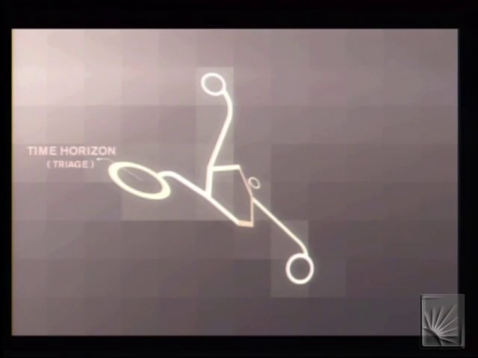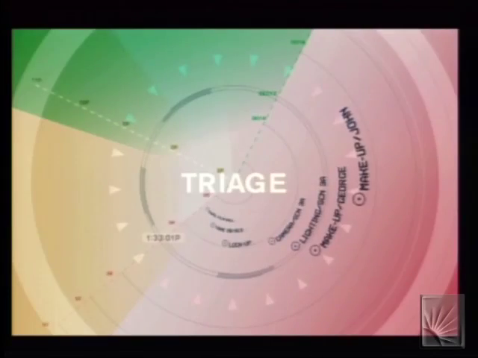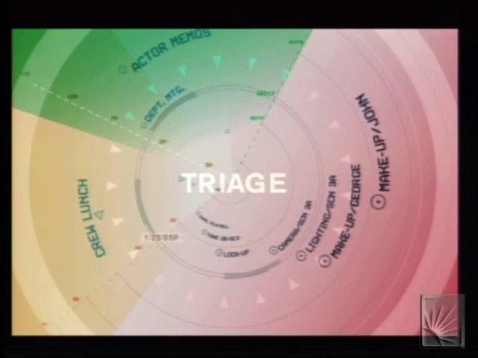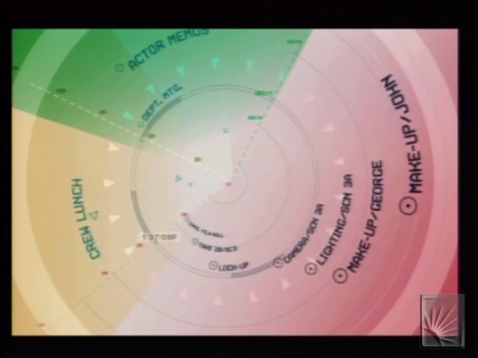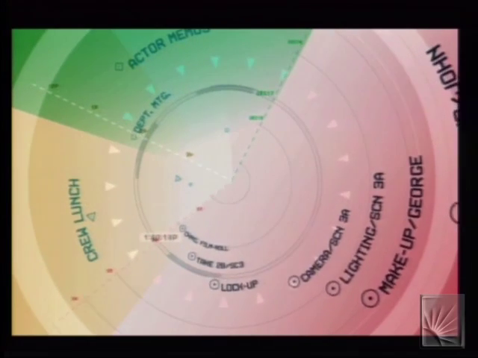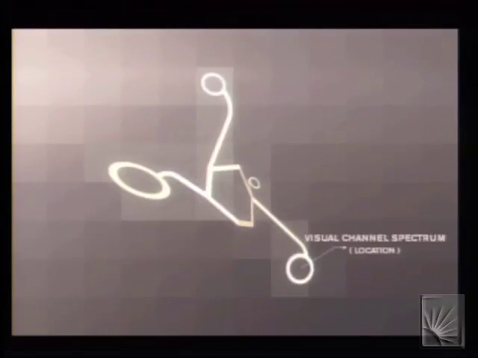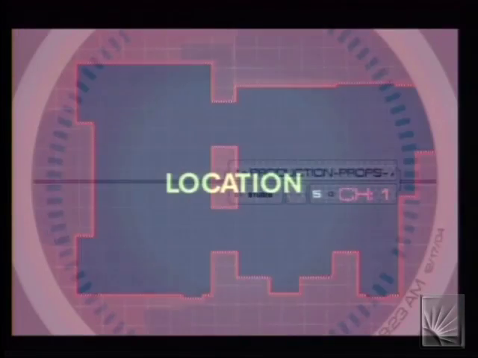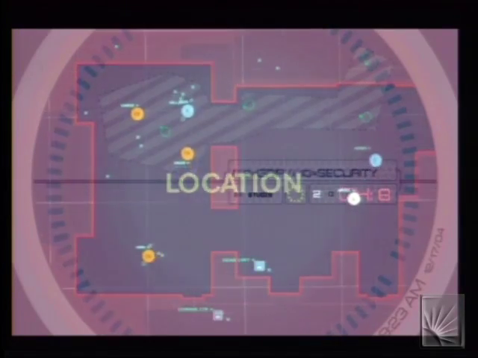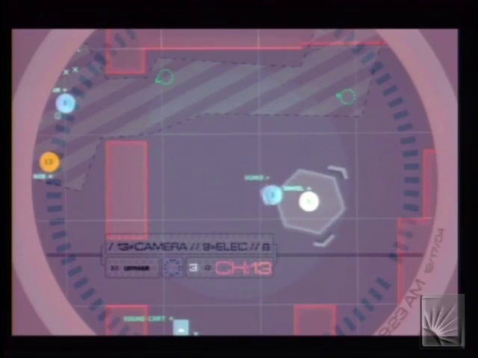This is the coolest part, this time horizon thing. Check this out. So the red stuff is coming up really fast. Things are happening at different rates of speed. I actually think this is a really neat idea. I would like to see it develop further. Now he's looking at a plan view of the chute where pieces of equipment and actors are and where they need to be.